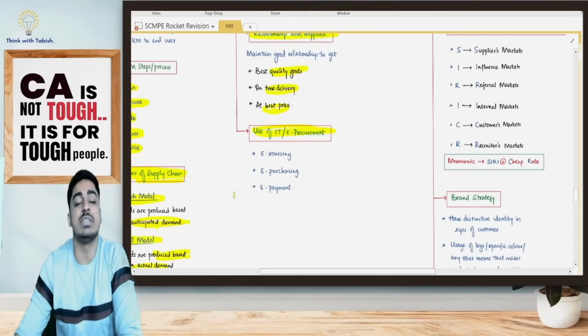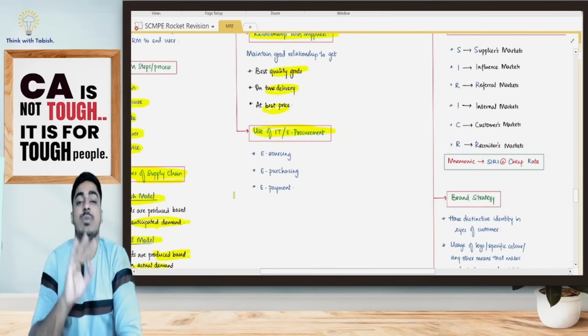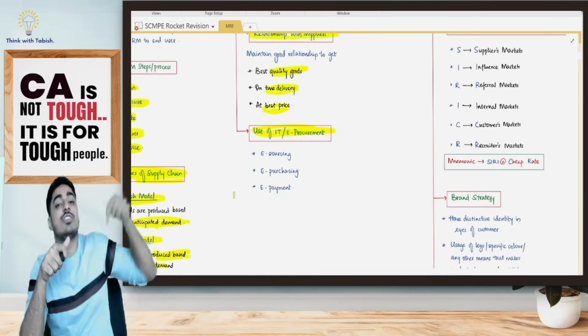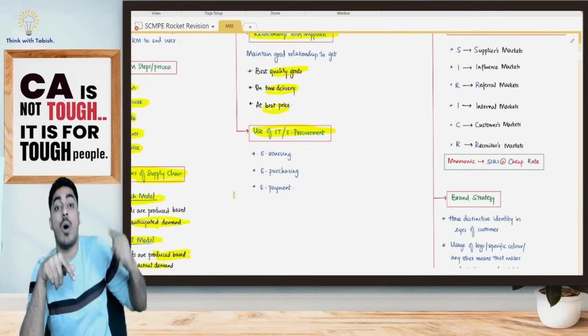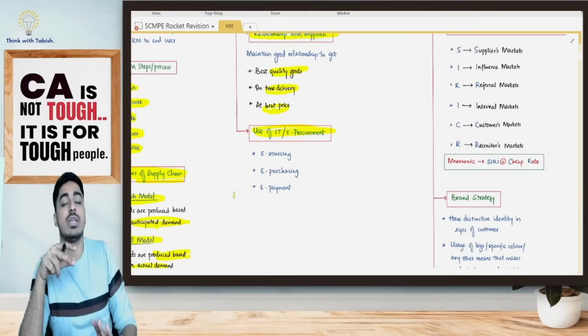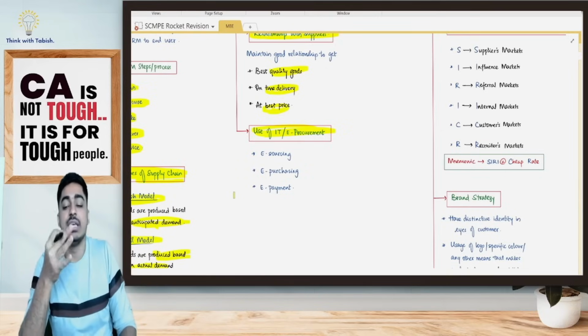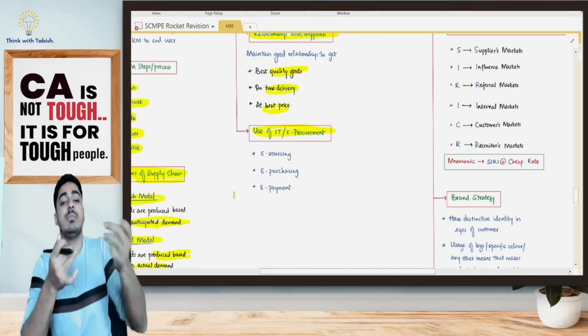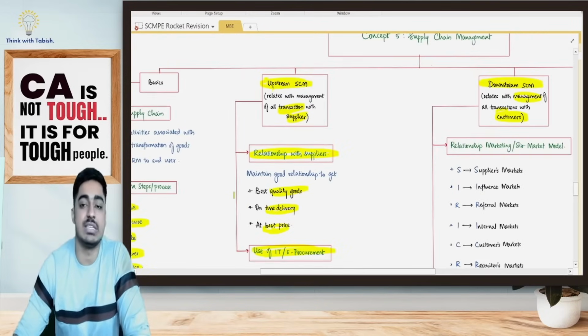Now, use of information technology, what all can you do? You can be using three things. One is e-sourcing, online selection of my supplier. Next, e-purchasing, online placement of order. And e-payment, online payment for the transaction which is made. Three things: e-sourcing, select the supplier; e-purchasing, place an order; e-payment, make the payment. This is your upstream supply chain management.